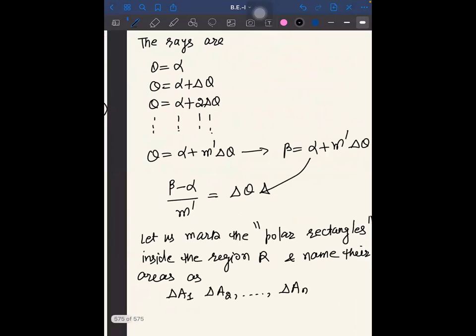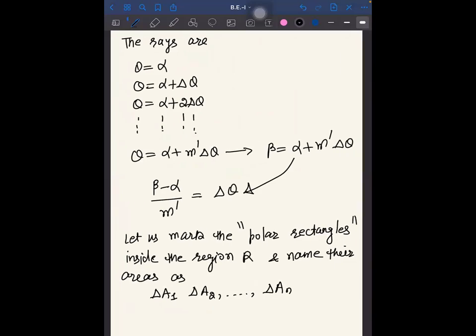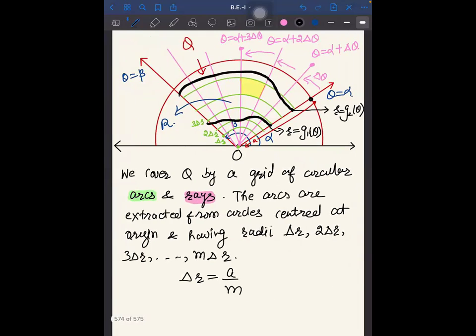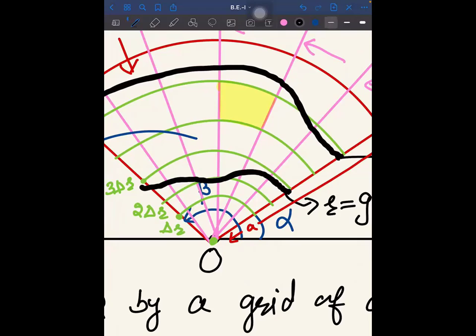Okay, so now let's come to the next point. So these are the areas. So basically we mark them as, this is your delta A1, let's say this is your delta A2. So we are marking the area of this polar rectangle, right? Area of this polar rectangle is denoted as delta A1. Similarly, area of this polar rectangle is denoted as delta A2. Let's say we call this as delta AK.